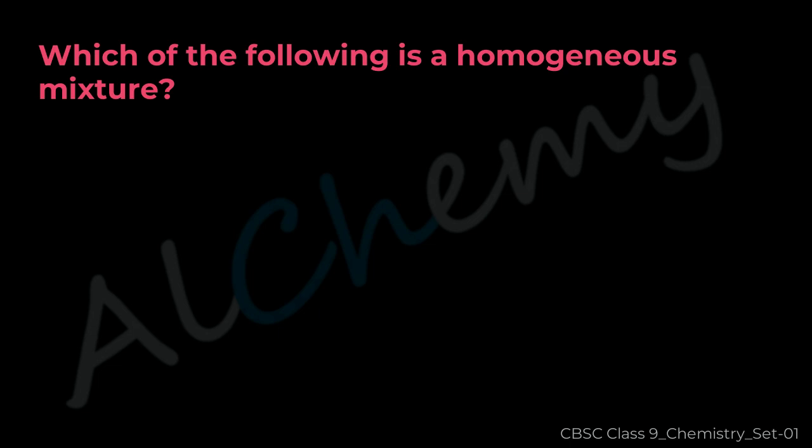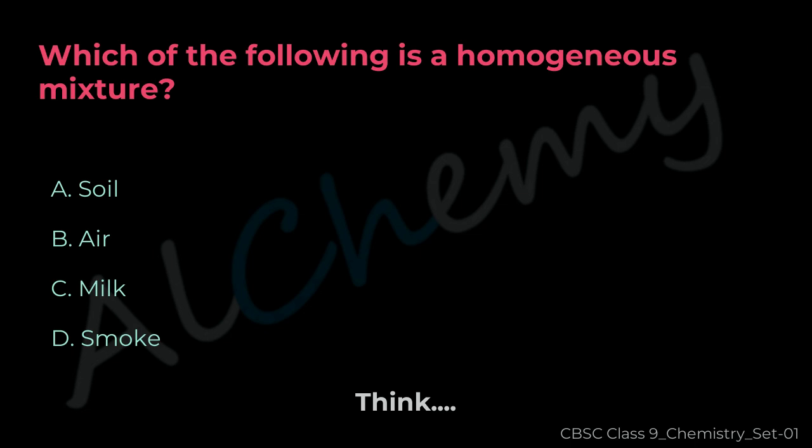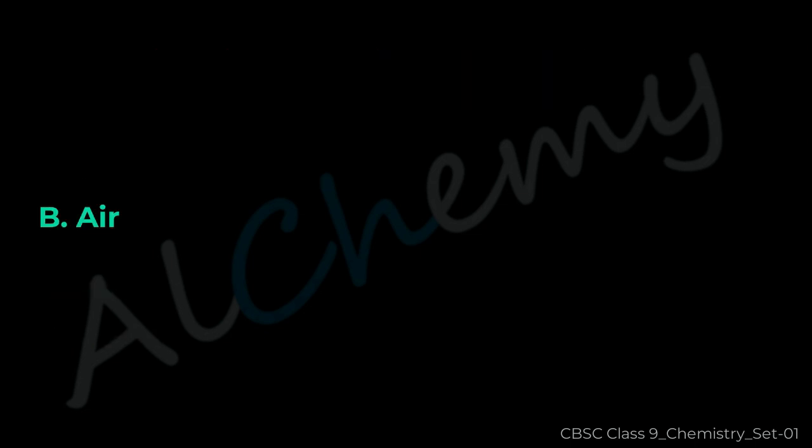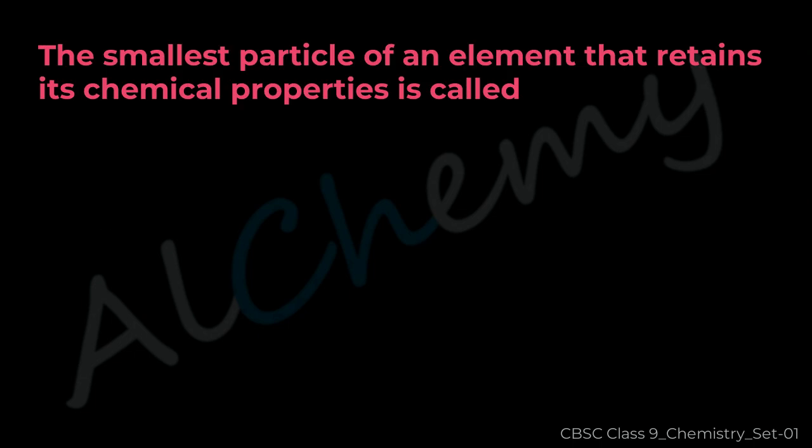Question 5. Which of the following is a homogeneous mixture? A. Soil. B. Air. C. Milk. D. Smoke. The correct answer is B. Air.